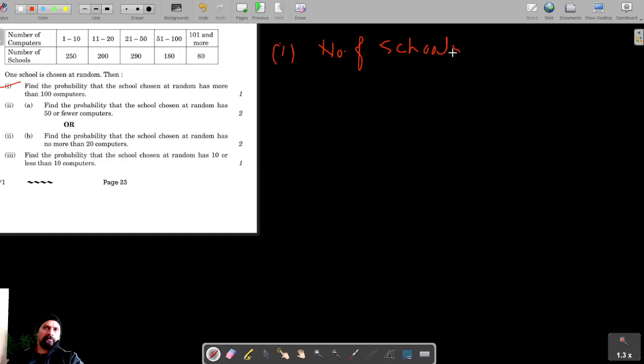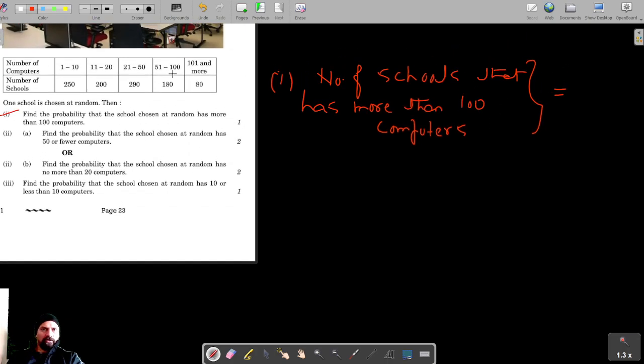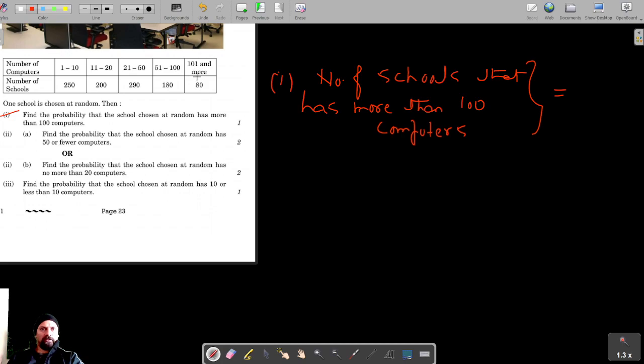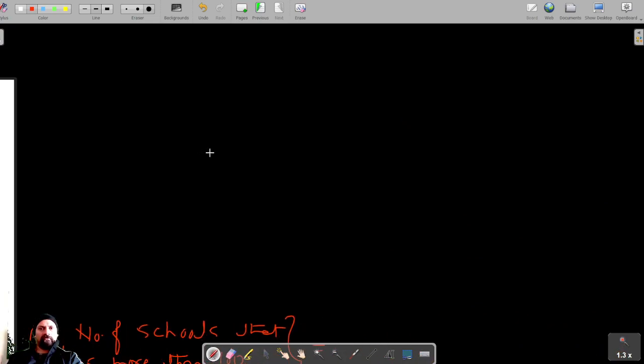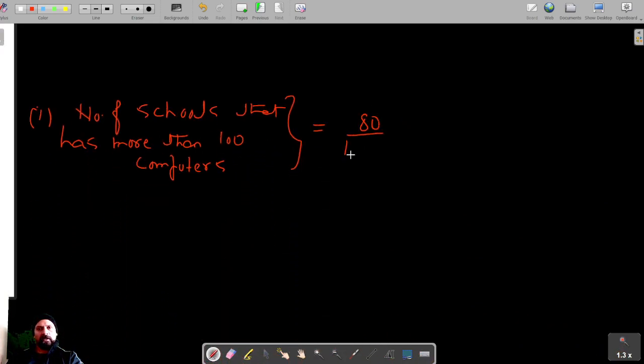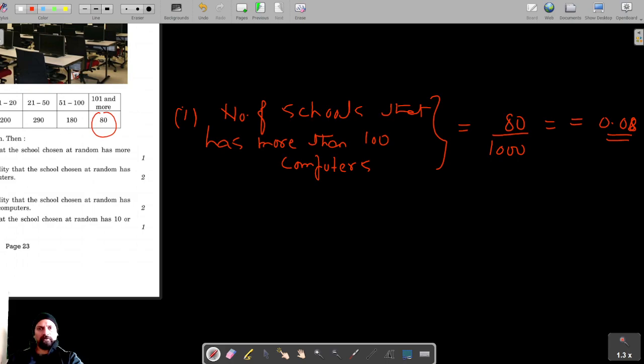So number of schools that has more than 100 computers. Now, more than 100 computers are 80. And the total number of schools that were surveyed were 1,000. So our favorable outcomes are 80, and it was done on a survey of 1,000. So 0.08 is the probability of the schools that has more than 100 computers.